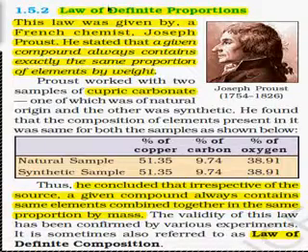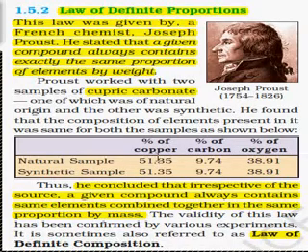2. Law of definite proportions. This law was given by a French chemist, Joseph Proust. He stated that a given compound always contains exactly the same proportion of elements by weight. To explain this, he took samples of cupric carbonate, which contains copper, carbon and oxygen. He took a natural sample as well as a synthetic sample.